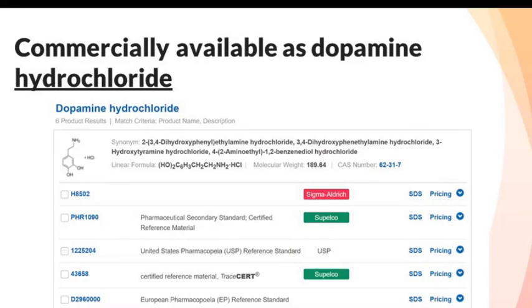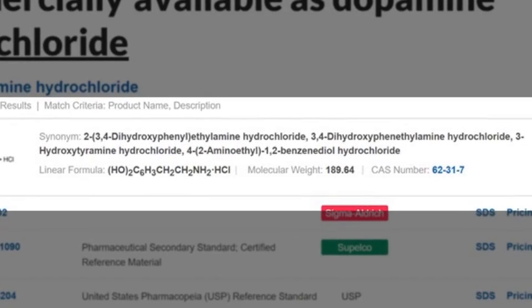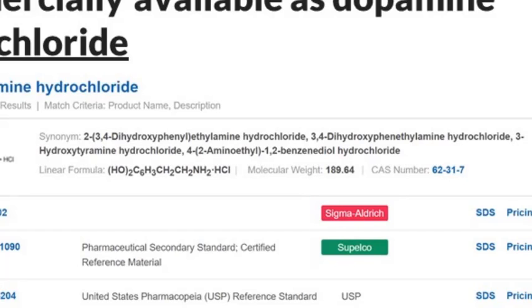Dopamine is commercially available in the hydrochloride form. It's much more soluble in its hydrochloride form and more stable. There are many alternative names, and you can test your knowledge of organic chemistry.